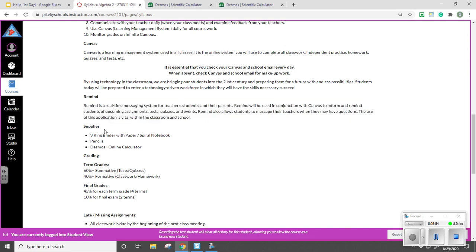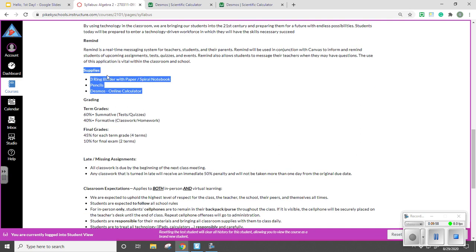And supplies. So for our supplies, we have a 3-ring binder with paper in it or a spiral bound notebook. I don't care which one of these two you need. You just need one or the other. So just one of these, as long as you stay organized and you have paper to write on, that's the biggest thing. It has all those math notes and practice work in one place. Make sure you use pencil because once again we're a math class and may need to erase. And I've already showed you the Desmos online calculator.